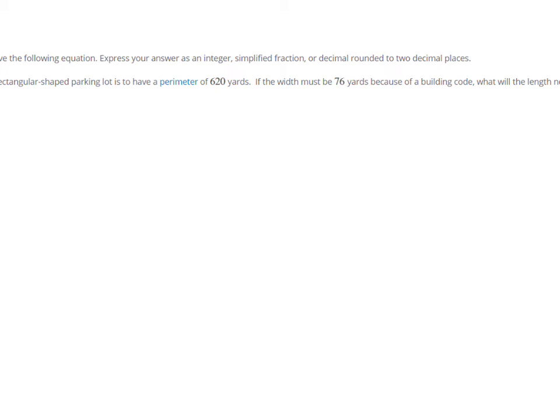Let's see. A rectangular shaped parking lot is supposed to have a perimeter of 620 yards. So they're giving me a perimeter, so I'm looking for my perimeter formula for a rectangle. It's on your formula sheet, on that previous slide. The perimeter of a rectangle is 2 times the length plus 2 times the width.